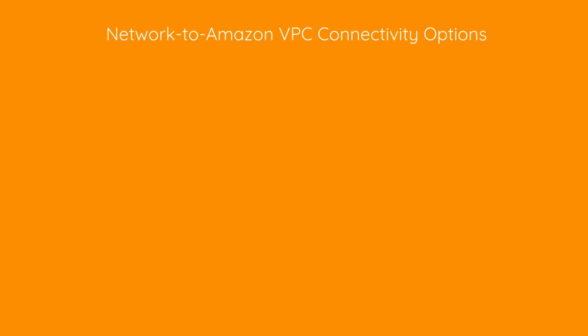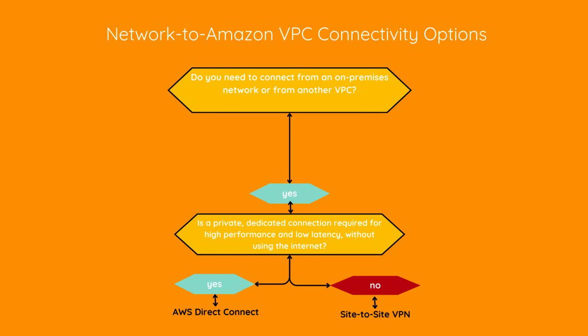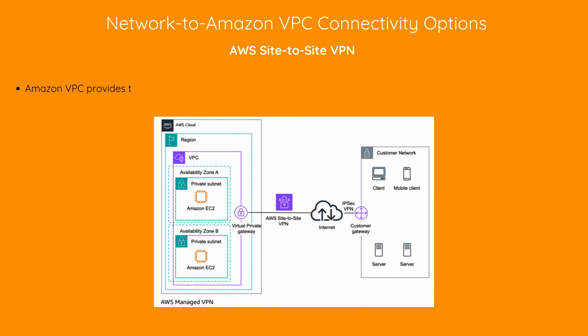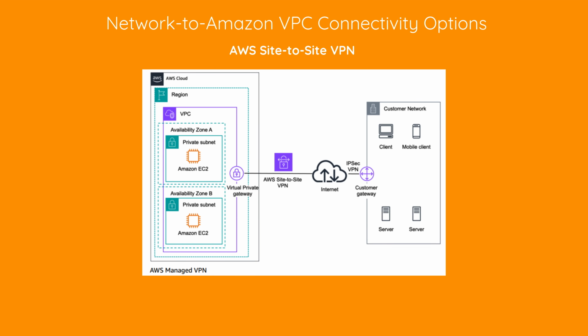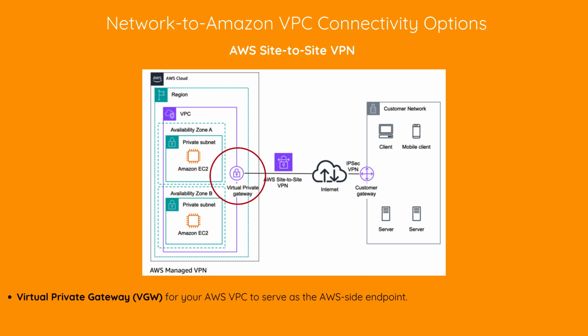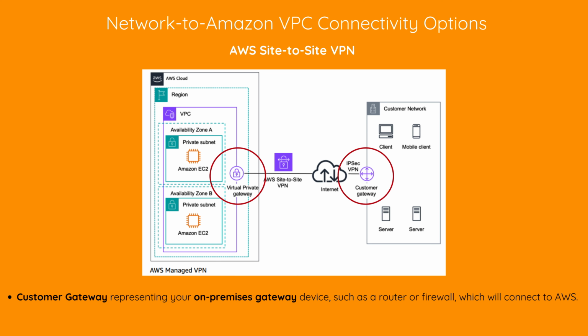Let's start with connecting your on-premises network to an Amazon VPC. AWS offers several options to extend your internal network into the AWS cloud. Amazon VPC provides the option of creating an IPsec VPN connection between your remote networks and Amazon VPC over the internet. For the site-to-site VPN setup, you'll need a virtual private gateway (VGW) for your AWS VPC to serve as the AWS side endpoint. You'll also need a customer gateway representing your on-premises gateway device, such as a router or firewall, which will connect to AWS.